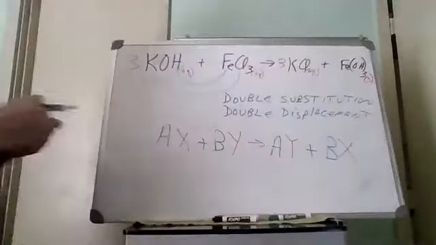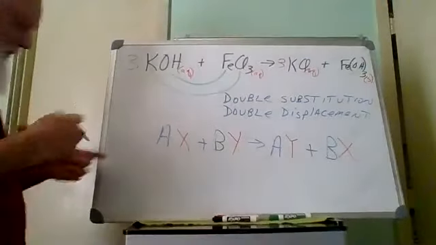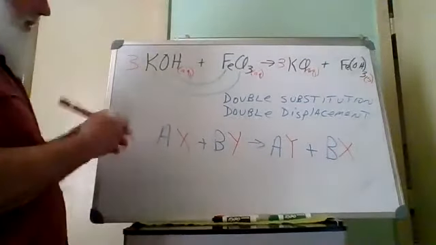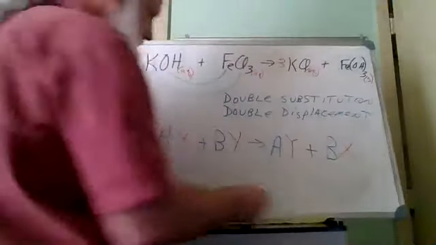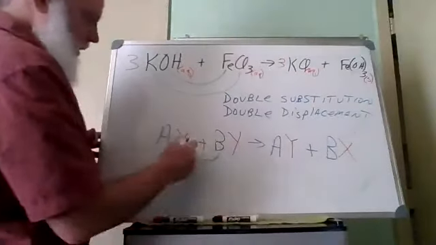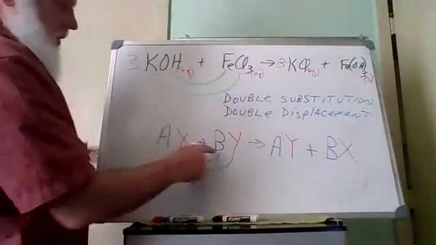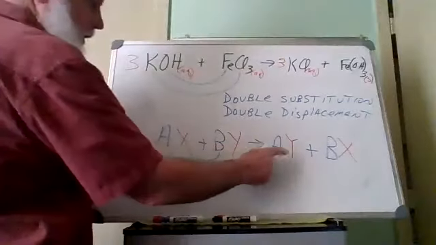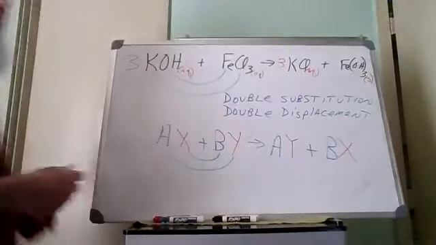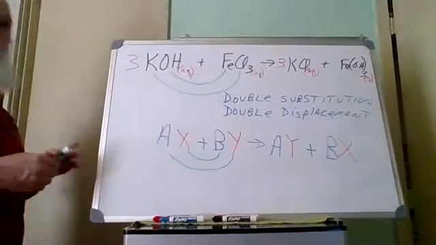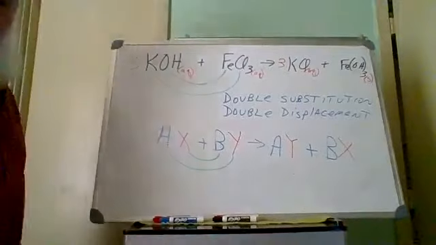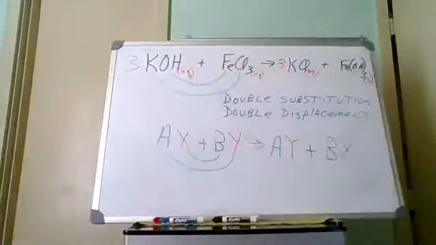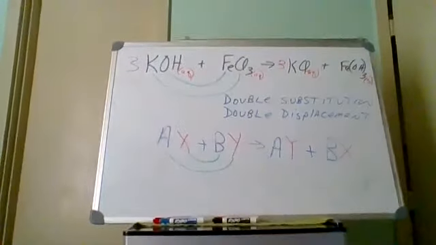Again, the cations and the anions have traded partners. So we can draw those 2 arcs here, the inner arc and the outer arc. B and X go together over here, and A and Y go together here. And the metal cation in blue is always written first. Okay, do we have any questions or comments?